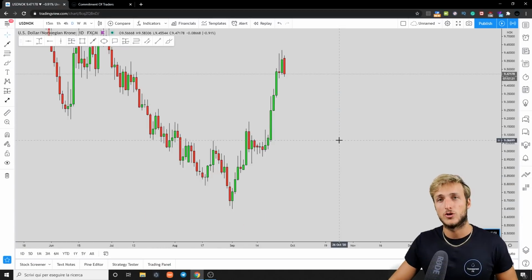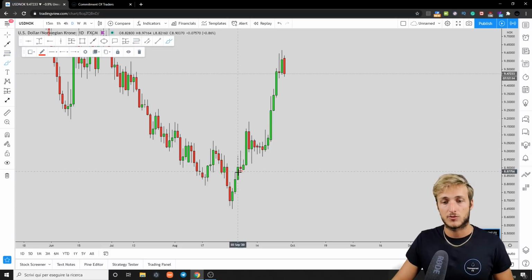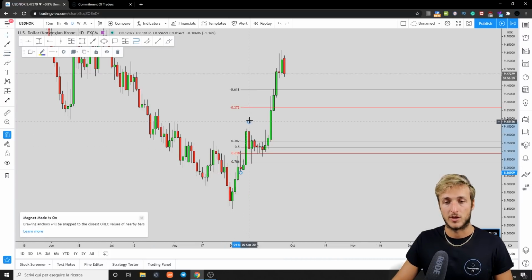So here on USD NOK, what did we have when we executed our long? The first thing that we can clearly see is that from here the market had started a nice impulse to the upside. And as I have previously said already in this tutorial, after an impulse, if you want to measure the correction, you have to take your Fibonacci from the low to the high of the impulse.